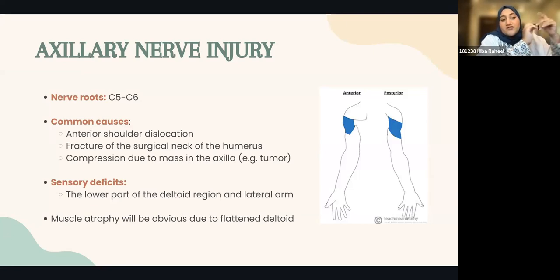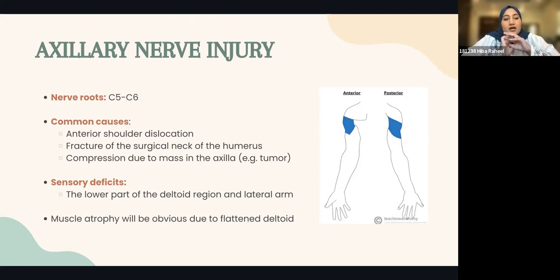And then we have fracture to the surgical neck of the humerus, because like I said, it wraps around the surgical neck of the humerus, or any compression. So usually breast cancer, a very common site of metastasis of breast cancer is the axilla. And this is where your axillary nerve is present, right? So any metastasis to the axilla, we don't only have breast cancer metastasis, but also lymph nodes. So let's say the cancer of the lymph nodes, if they get enlarged and big, they can compress your axillary nerve.